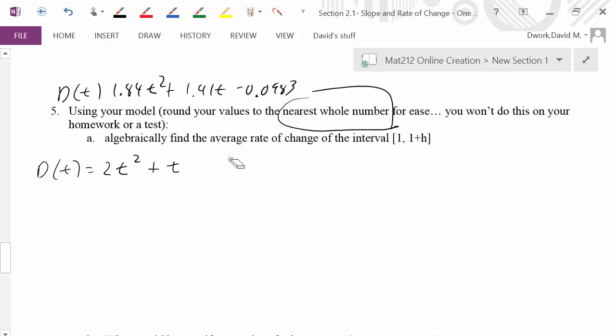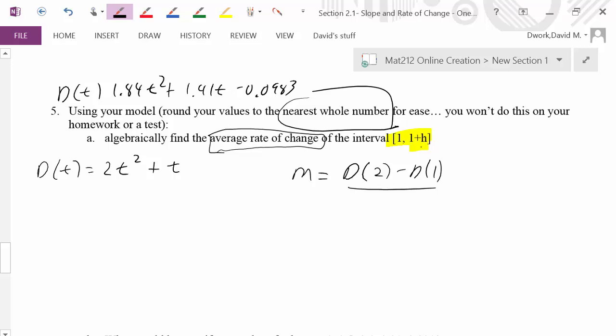Okay. So now what I want you to do, not using your calculator, is algebraically find the average rate of change. How do we find average rate of change? Yeah, that's slope. Good. So using that interval, there's an h in there. Well, you just do it like normal. So let's fill in. Some people might prefer, because the average rate of change formula was d of our second value minus d of our first value, and our second value is 1 plus h. So you might want to do something like this. Actually, just substitute it in and see what that would be.